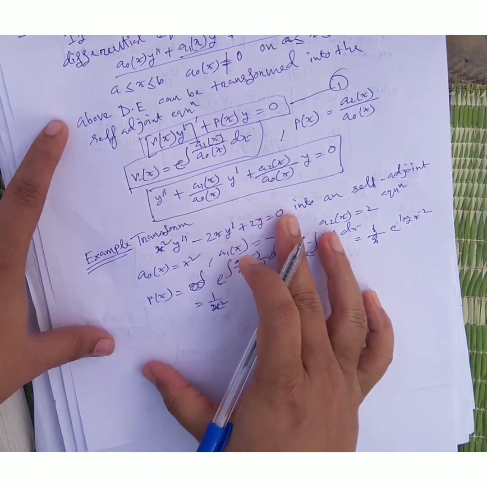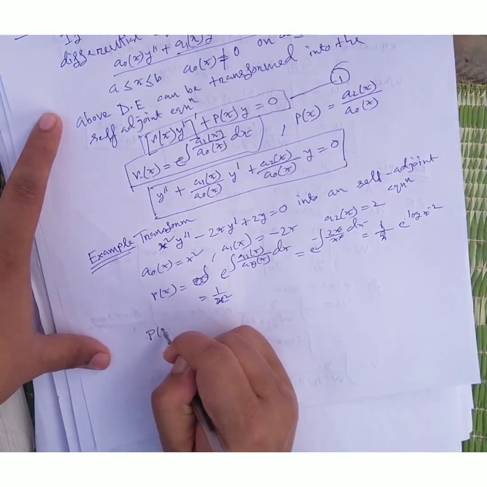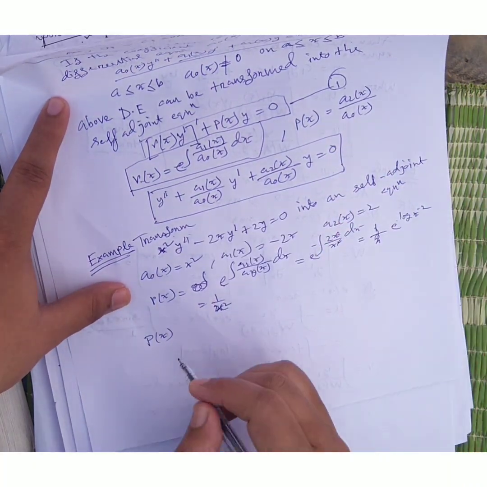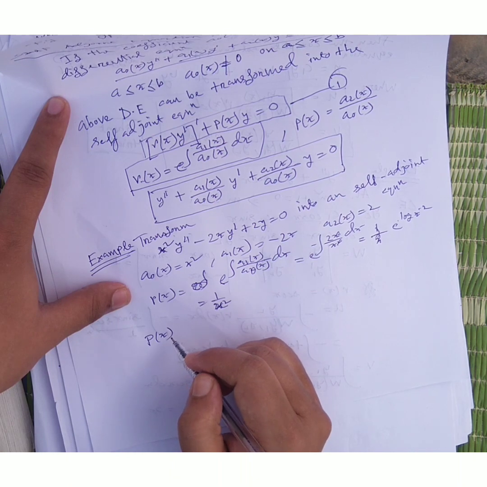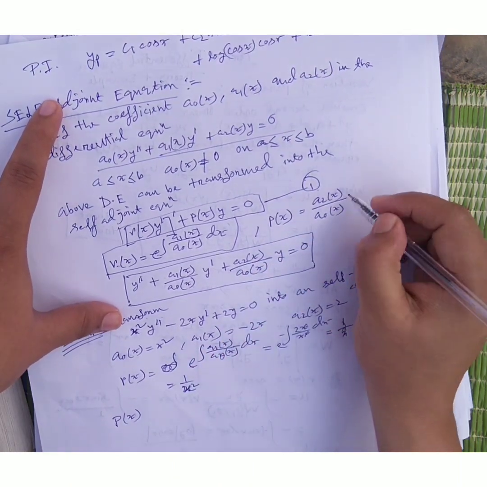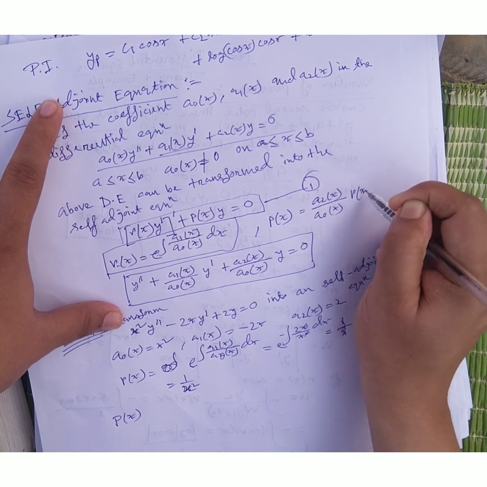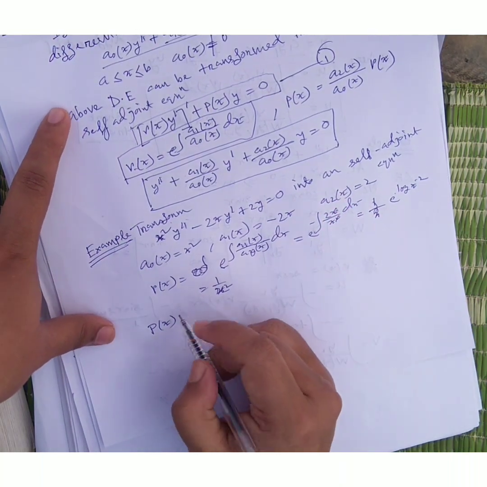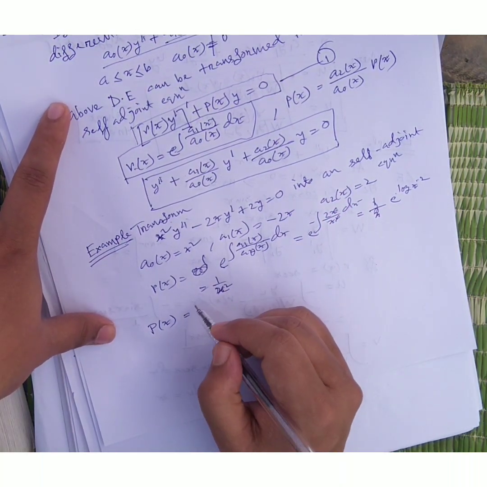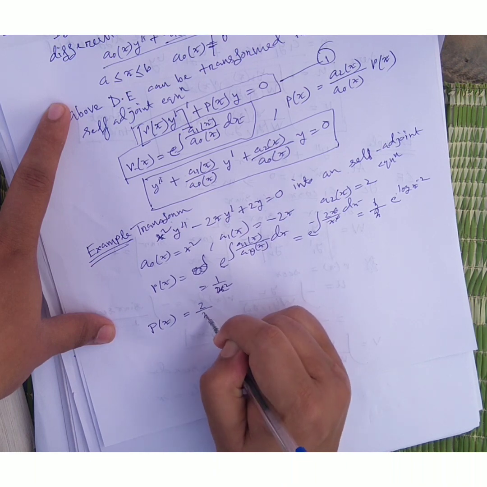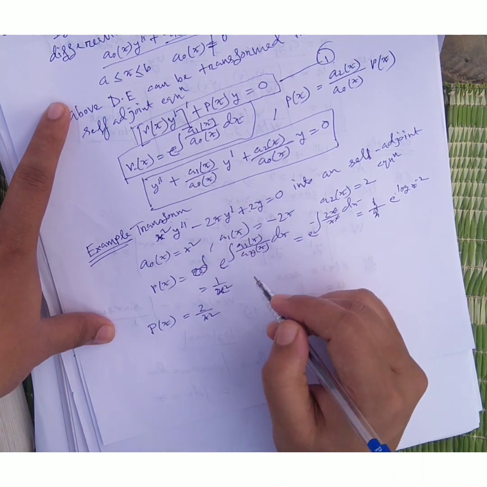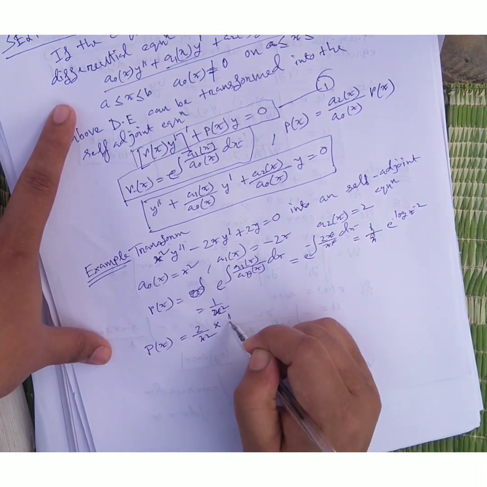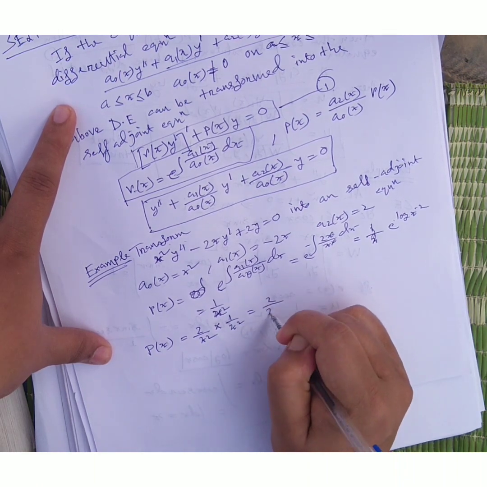That is the R(x) value. And next, P(x): oh sorry, this formula is wrong. P(x) is equal to R(x) into a2(x) divided by a0(x), which is 1 by x square into 2 by x square. So you can get 2 by x to the power 4.